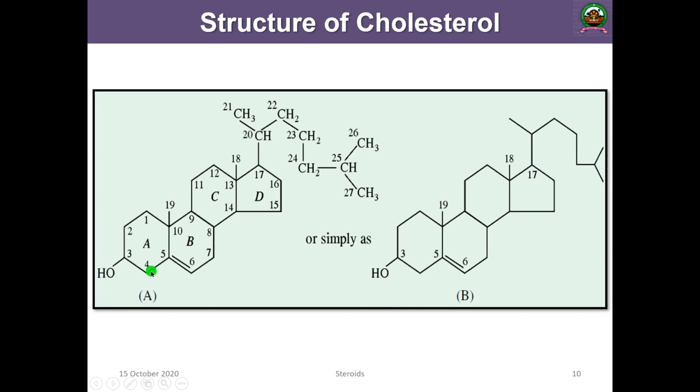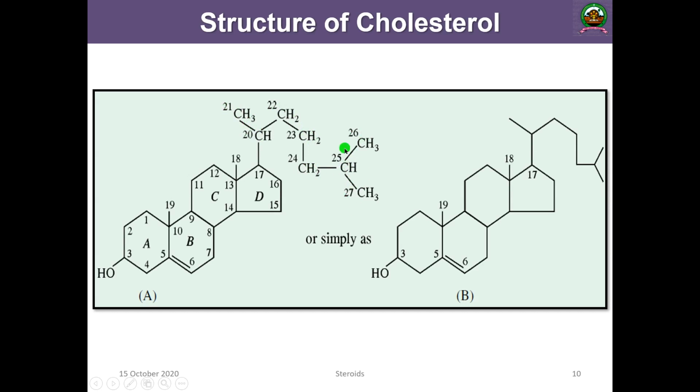Okay, so here you can see 1, 2, 3, 4, 5, 6, 7, 8, 9, 10. And please note that between 5 and 6 there is a double bond. This is what I told. It's very, very important. Okay, and at the 19th position there is a methyl group. Then 10, 11, 12, 13, 14, then 15, 16, 17. Here you can see another methyl group, then the 20th, then CH3, CH2, CH2, CH2, CH, CH3, CH3.